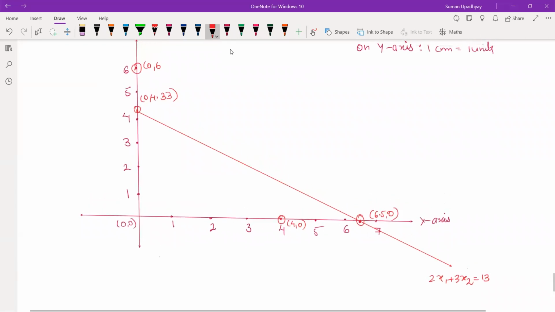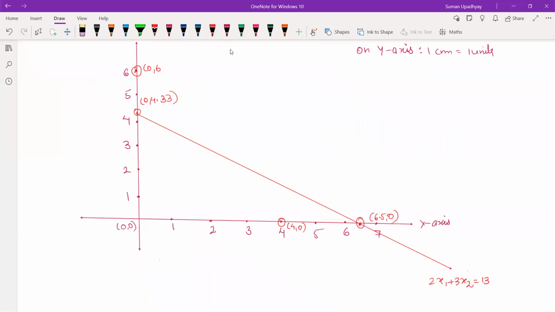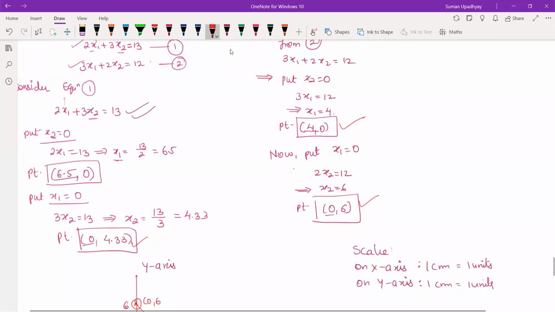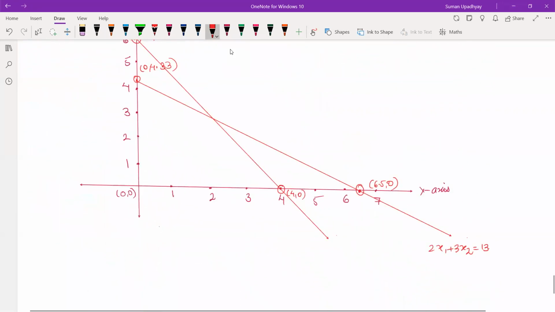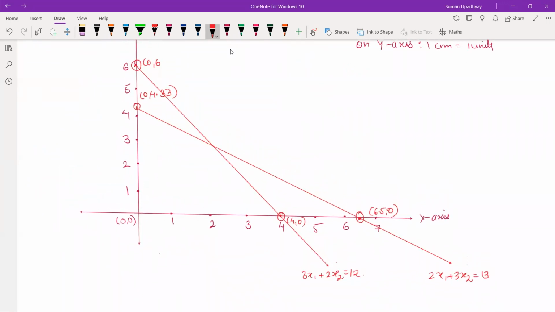What you have to do, you have to connect these two points. So I'll just connect it. तो ये हो गया हमारे दो पॉइंट्स कनेक्ट. तो ये स्ट्रेट लाइन का इक्वेशन भी हम लिखेंगे. 3x1 plus 2x2 equals to 12. ये हो गया हमारा सेकेंड इक्वेशन, सेकेंड लाइन हो गया. सब ड्रॉ करके हो गया.